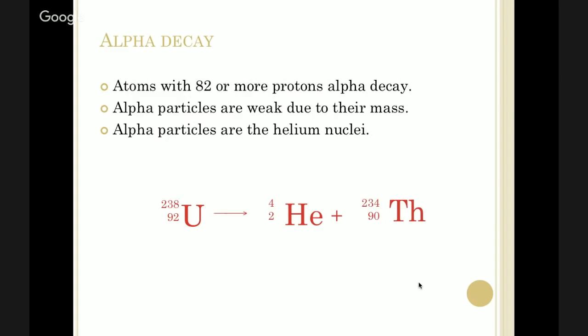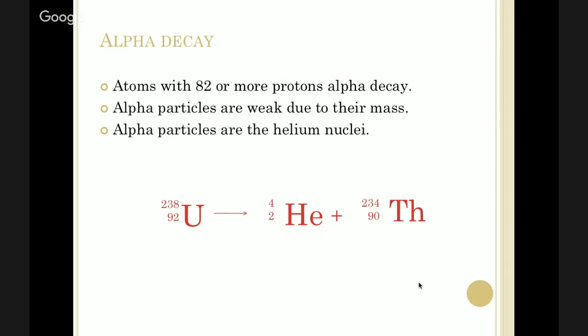So again, if you want to figure out what's left over, the arrow acts like an equal sign. So on the top, I have 234. The alpha particle releases 4 masses, and so you're left with 234. On the bottom, you had 92 protons. The alpha particle releases 2 protons, and so at the end, thorium is number 90. Thus, its identity has changed.